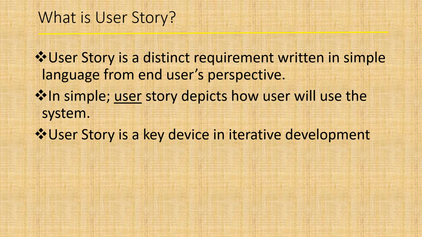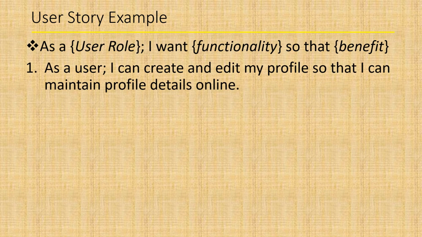The end user need not always be an external user or a customer. It could be an internal user as well, like how the internal user will be maintaining the application, how the system users will be using the application. So user story is a very important unit when it comes to iterative development. It's a key device. It's the smallest unit in agile software development. So let's understand from some examples.